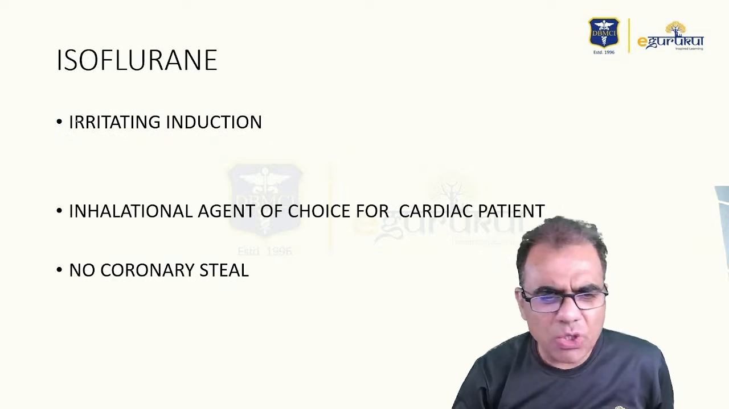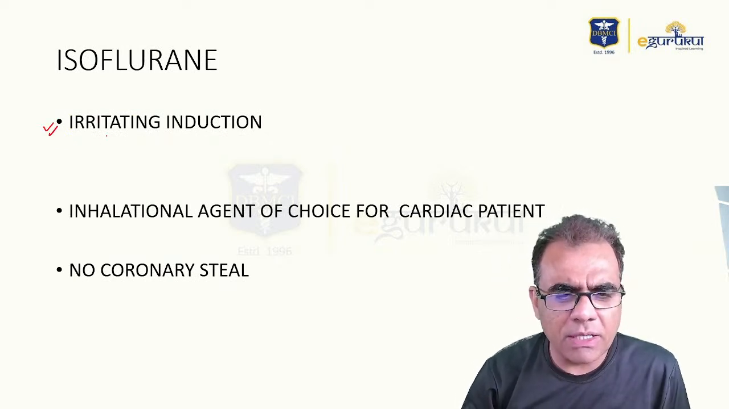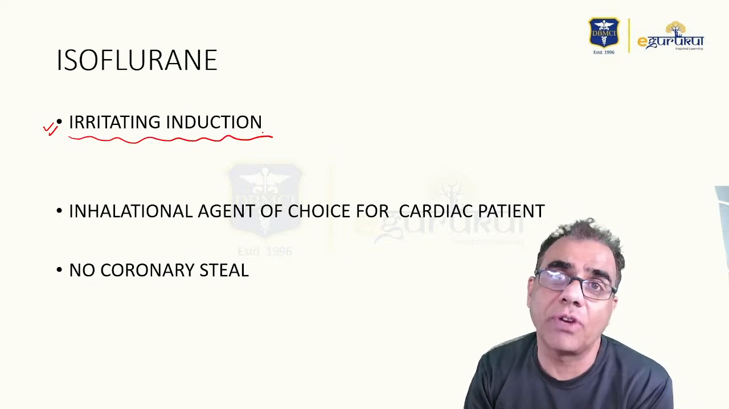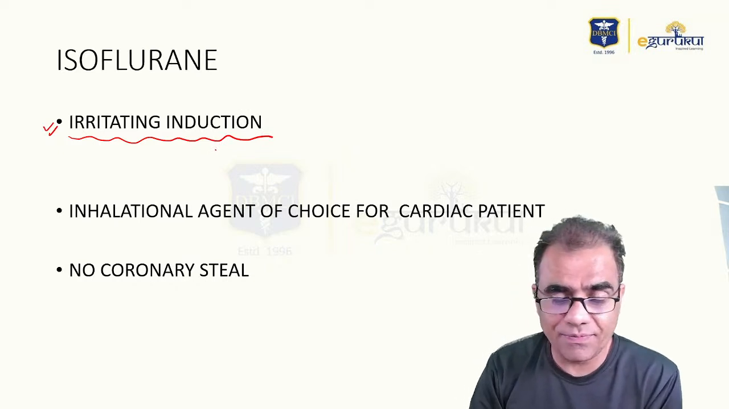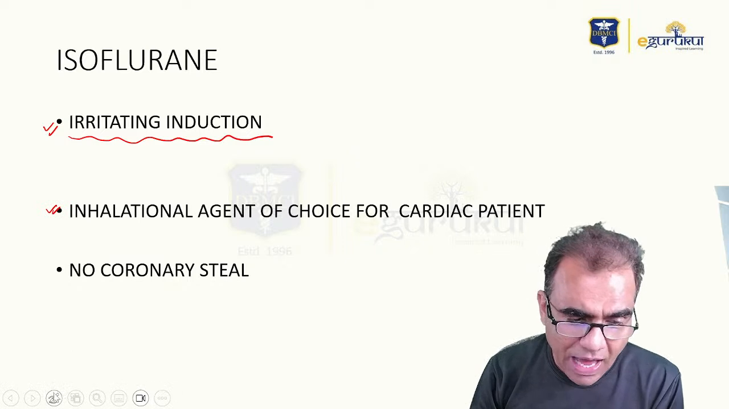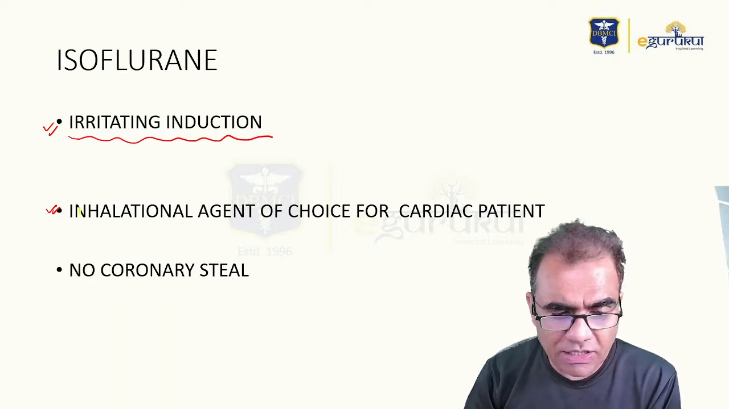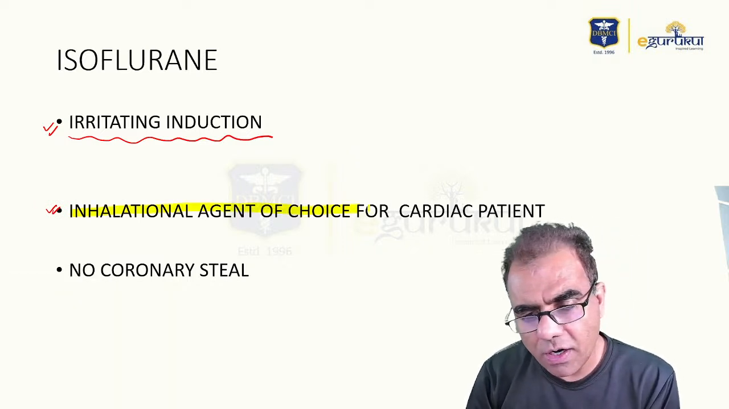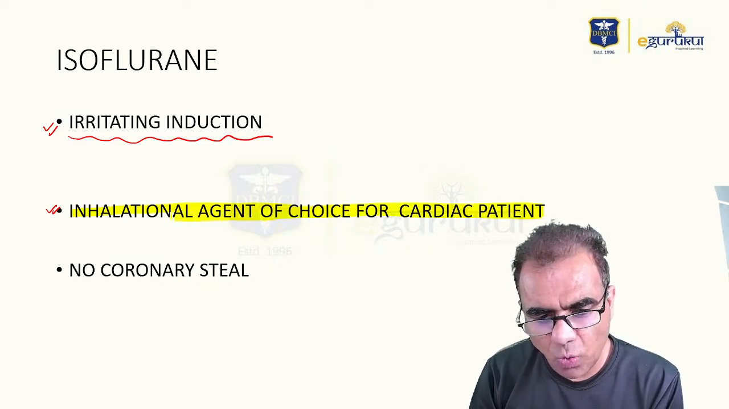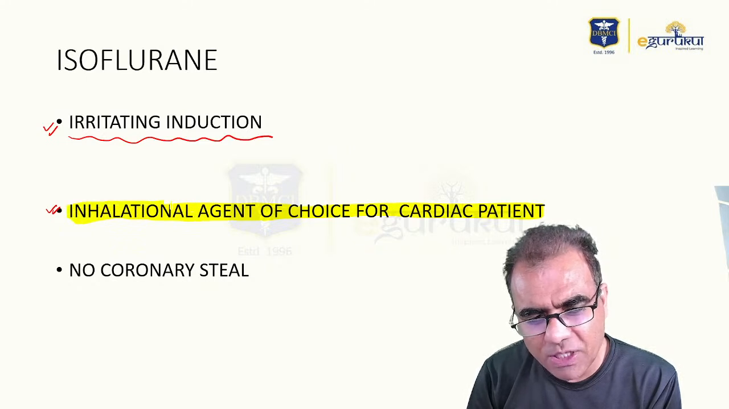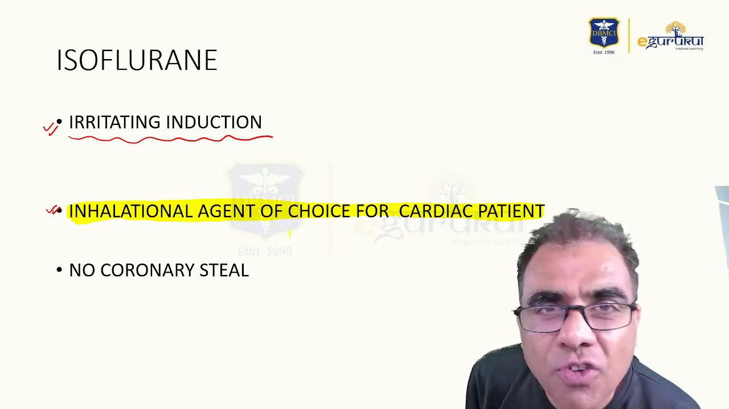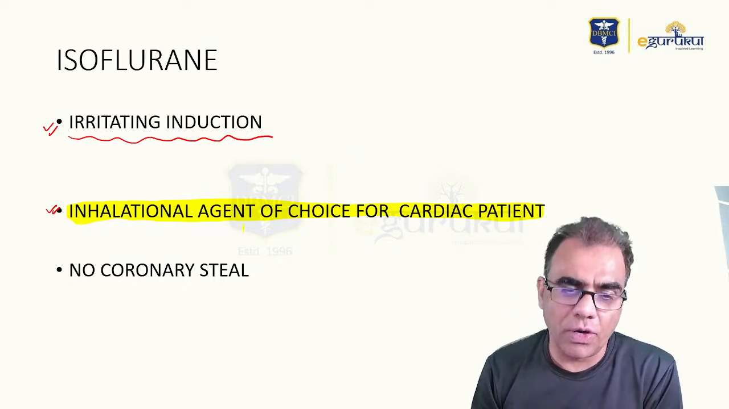Isoflurane. What you can remember is that it has got irritating induction. Means it cannot be utilized for induction because its induction is irritating. But it is most cardiac stable, making it the inhalational agent of choice for cardiac patients. Just if I ask you, what is the IV agent of choice for cardiac patients? Etomidate. And inhalation agent of choice for cardiac patients is isoflurane.